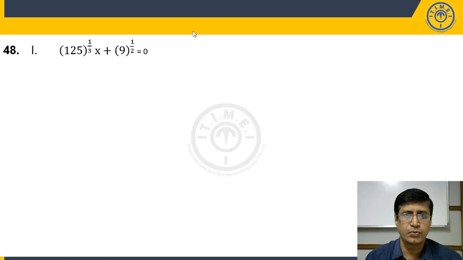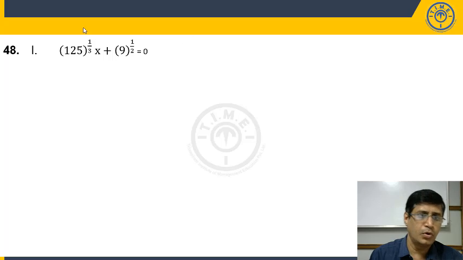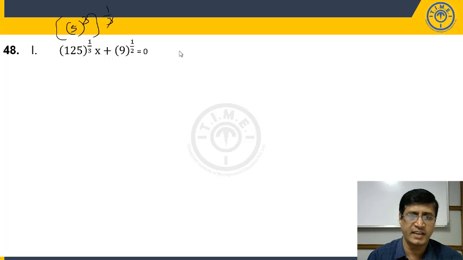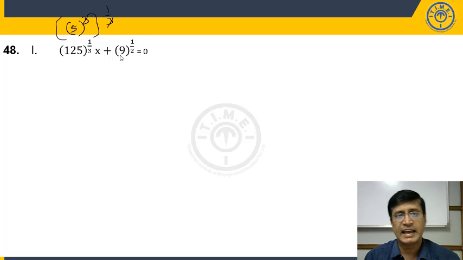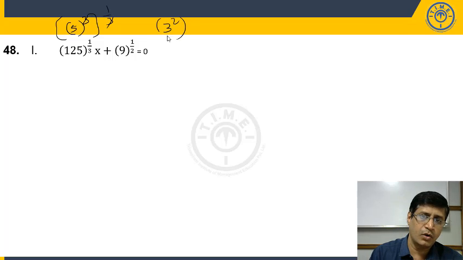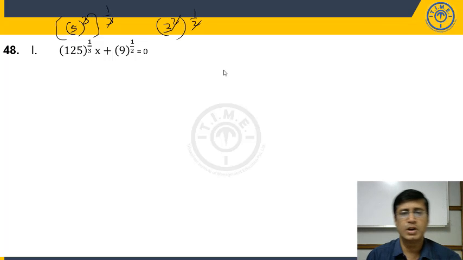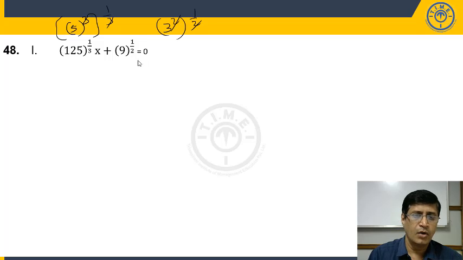125 is 5 cube. 5 cube whole power 1 by 3, so the 1 by 3 and the 3 get cancelled here. The result is 5x. So 5x plus how much here? 9 square. 9 is 3 square, 3 square whole power 1 by 2. The 2 and 2 get cancelled. Then what is the result? 5x plus 3 is equal to 0.